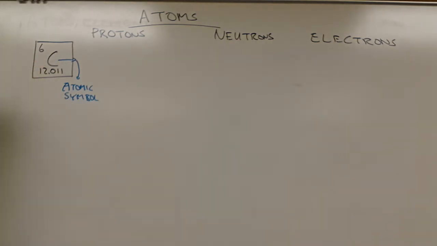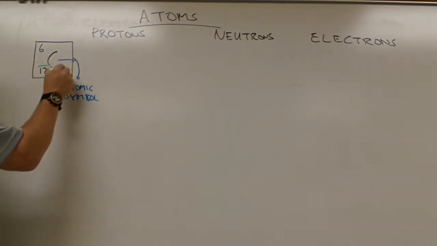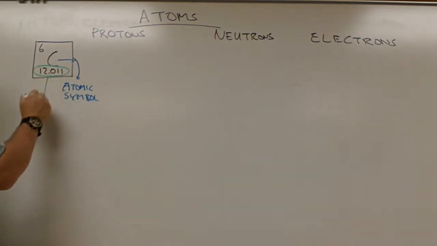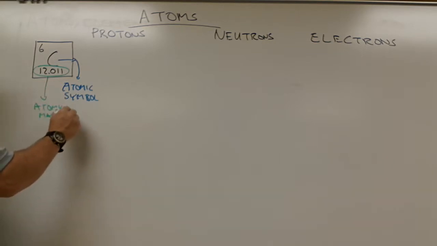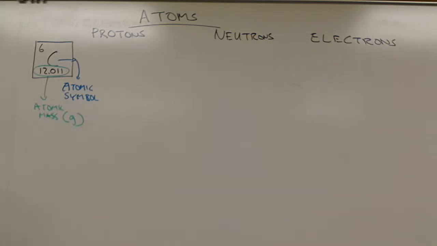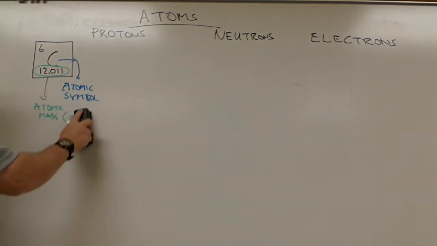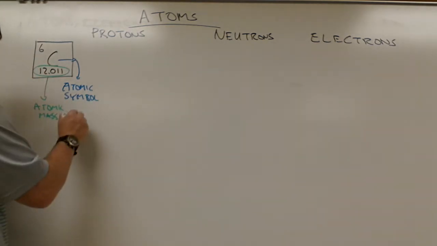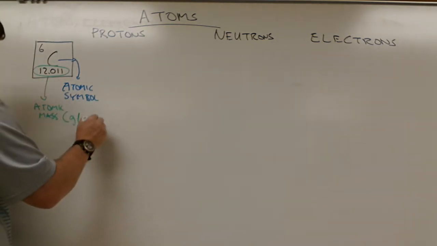There are two other important parts of any elemental box diagram. Down here I've got this one. That is the atomic mass, and it's in grams. And more importantly, it's not just in grams, it's in grams per mole.